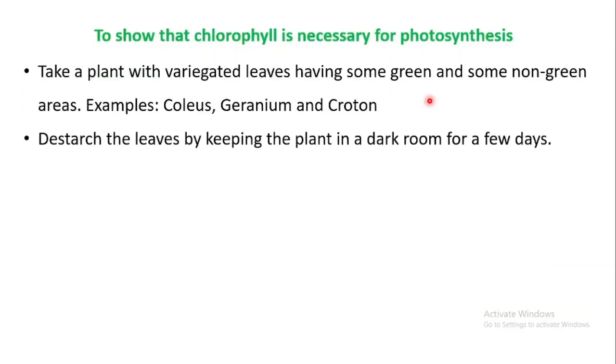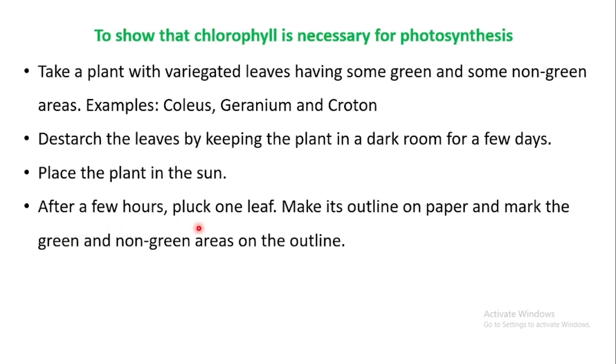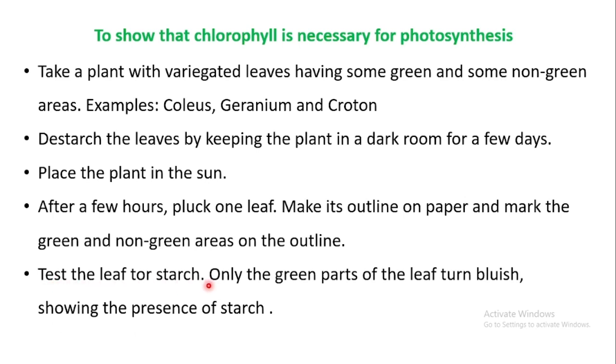So what we will do first, we will de-starch the leaf by keeping the plant in a dark room for a few days. Then we will place the plant in the sun. So first we have de-starched. Now when we keep it in the sun, it will start producing glucose. After a few hours, pluck one leaf, make its outline on paper and mark the green and non-green areas on the outline. Now test the leaf for starch.